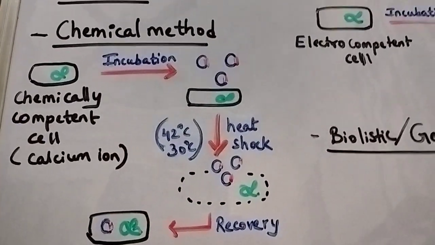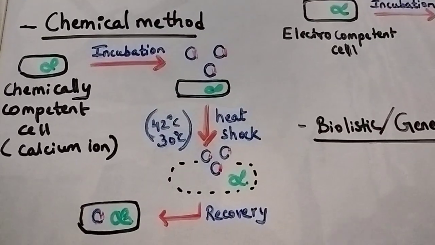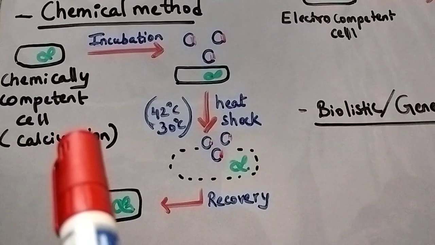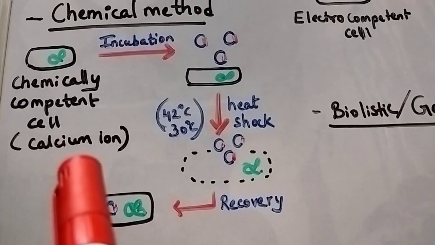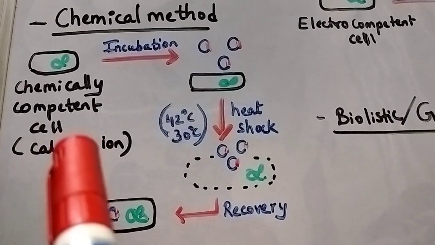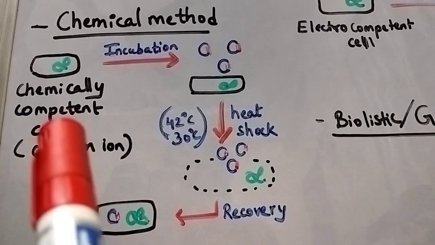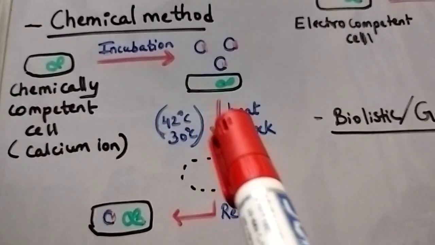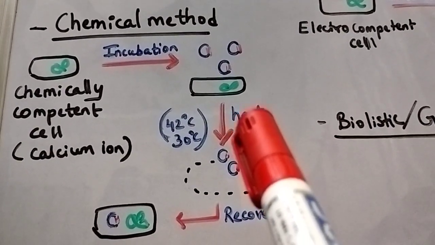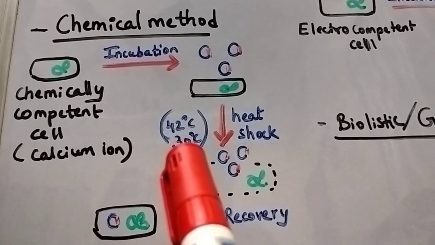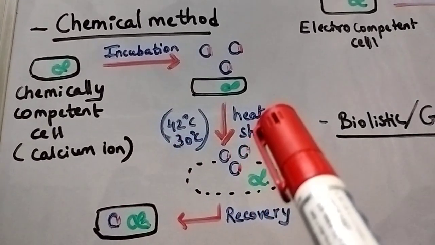First method is chemical method. Here, the cell is treated with divalent calcium ion at a specific concentration, which increases the pore size of the cell wall and makes it permeable for the DNA. After that, the cells are incubated with the rDNA on ice and placed briefly at 42 degrees Celsius and 30 degrees Celsius, again put on ice.